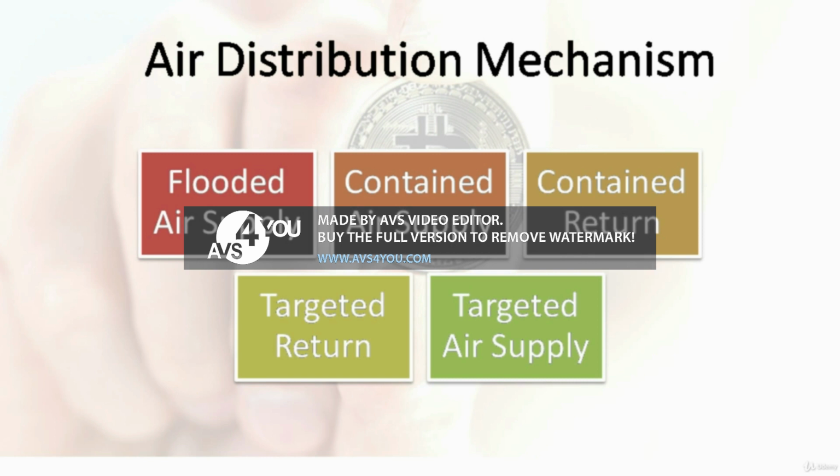If you're thinking about this for a long-term approach for a large-scale mining farm, I would recommend at least a targeted supply architecture just so it has more control and an efficient air circulating environment.